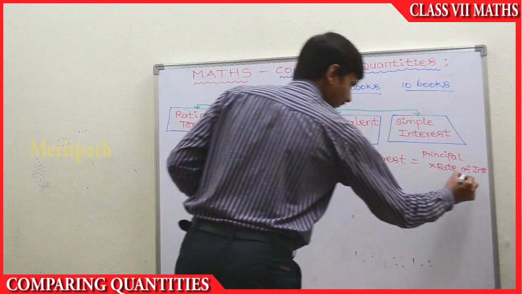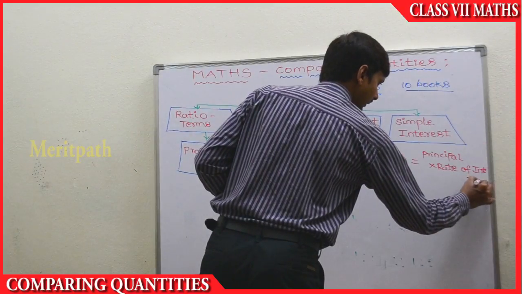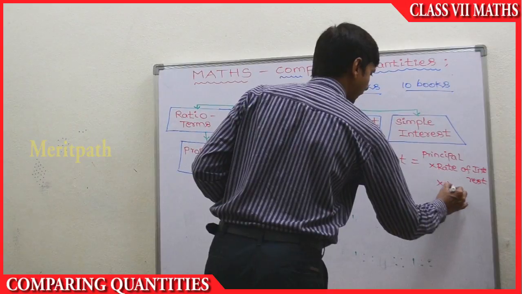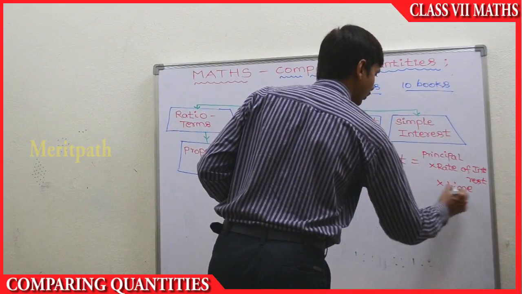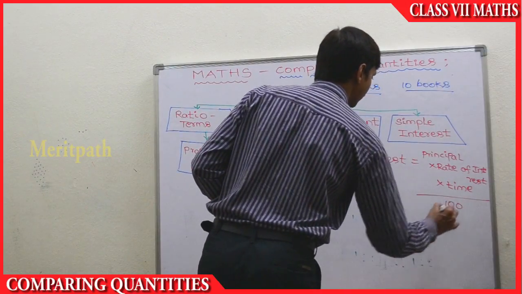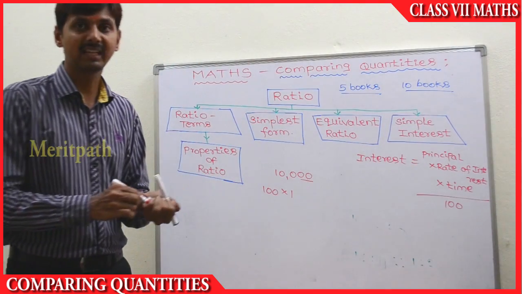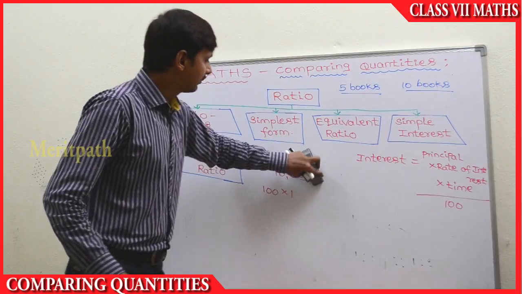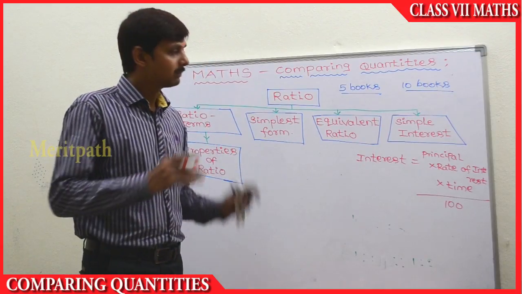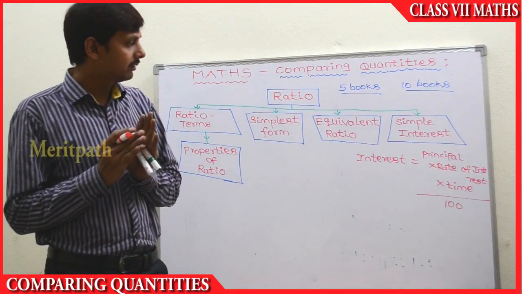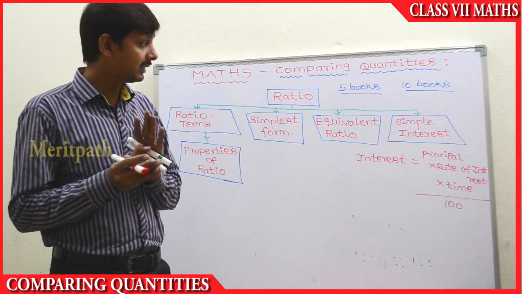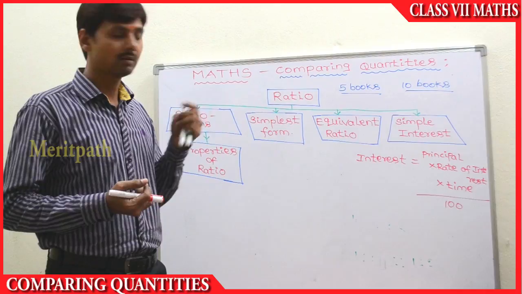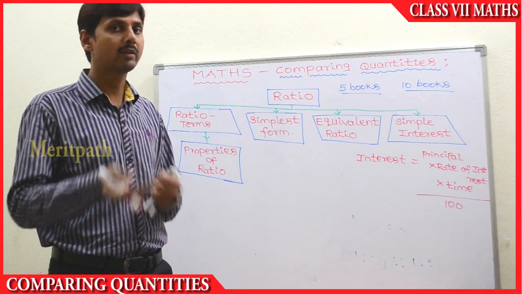We call it rate of interest, and time, and the whole divided by 100. As we are taking the percentage, that's the reason we are dividing by 100. So principal is multiplied by rate of interest and by time, then divided by 100, and then we get the interest that is to be paid or that we will get.